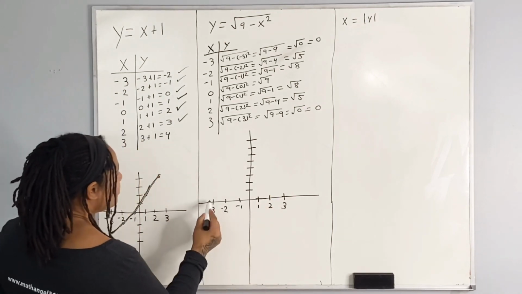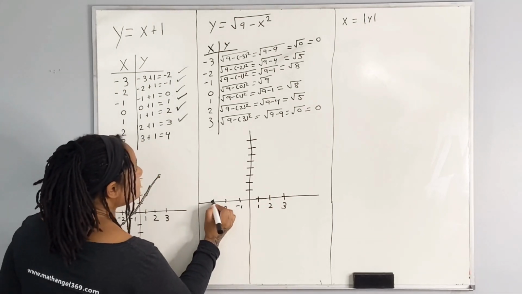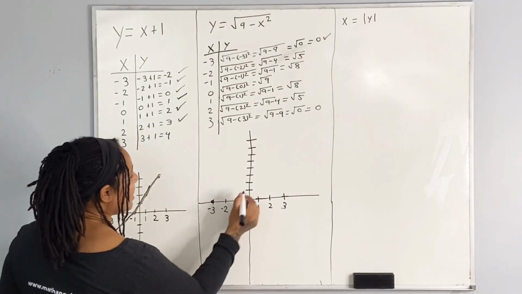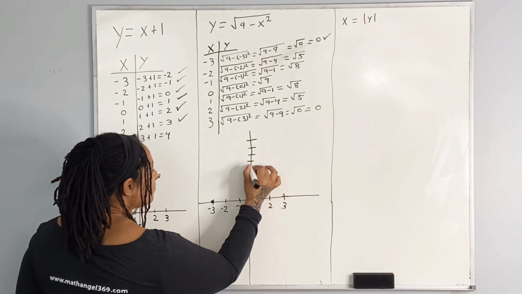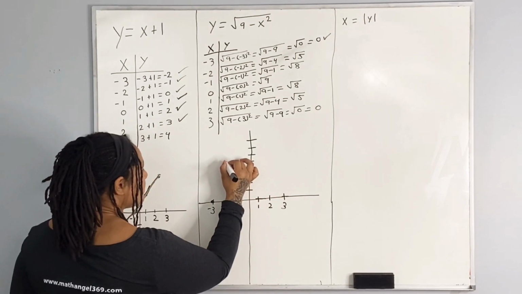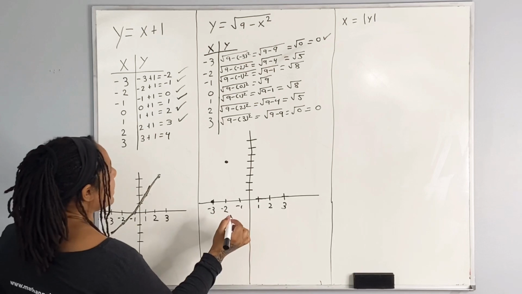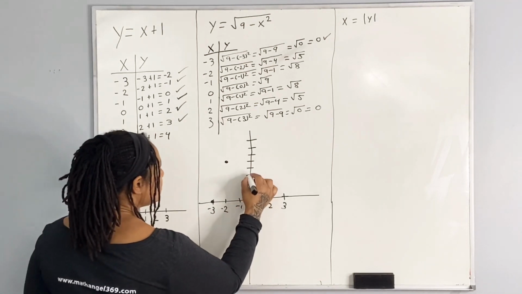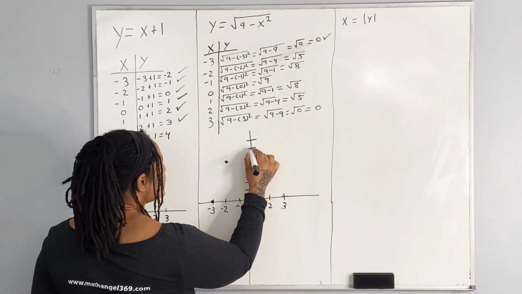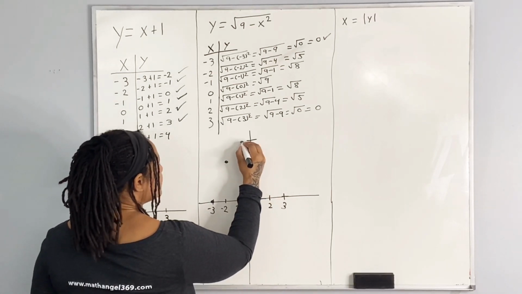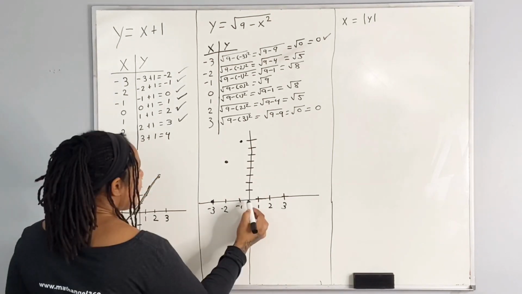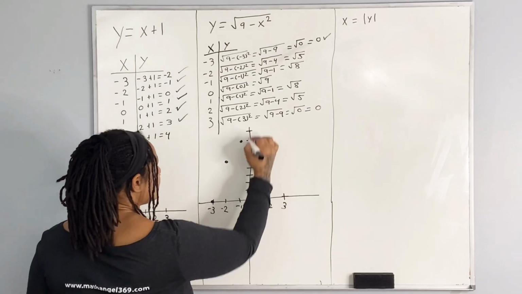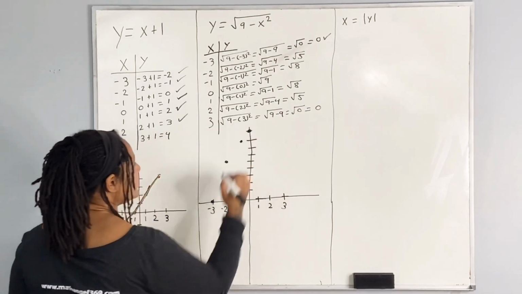So at -3, we get 0. At -2, we get the square root of 5. So 1, 2, 3, 4, 5. And at -1, we get the square root of 8. So 1, 2, 3, 4, 5, 6, 7, 8, and that is at -1. And at 0, we get the square root of 9. So we need to add one more here. So at 0, we get the square root of 9.